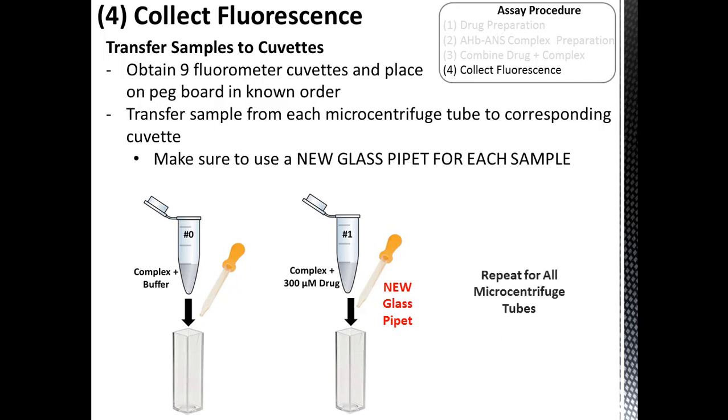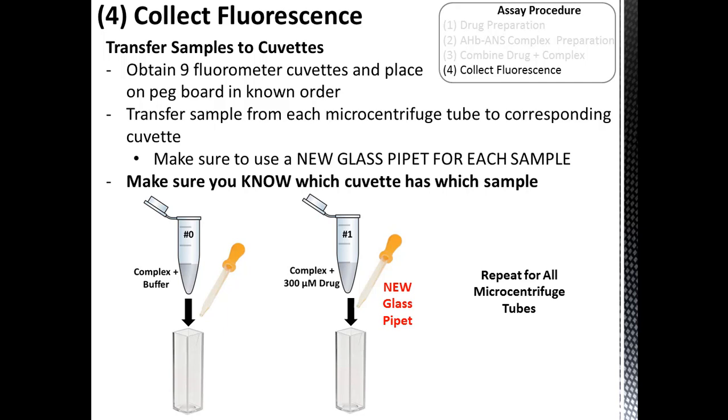Just repeat this for all of your samples, and it's very important that you know exactly which cuvette has which sample. You can't label the cuvettes, but you need to keep them in the right order. So you need to make sure you know exactly which cuvette has which sample.